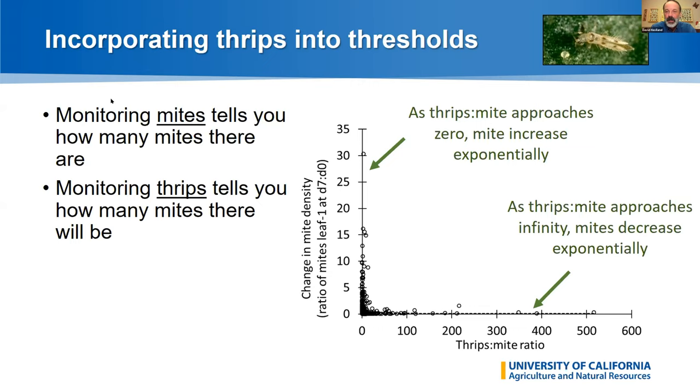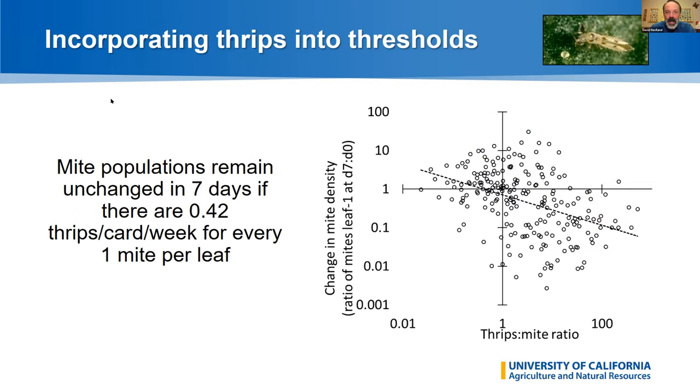And you can see what I've written here in green. So as this thrips to mite ratio is zero, the mites increase exponentially. Okay, that's what I said basically on the first slide. We see this with the data. And then down there on the bottom, as the thrips to mite ratio approaches infinity, the mites decrease exponentially. So if we take this exact chart and we put it all in log scale, this is what it looks like. And this is what we did.